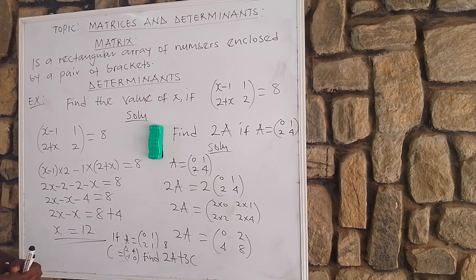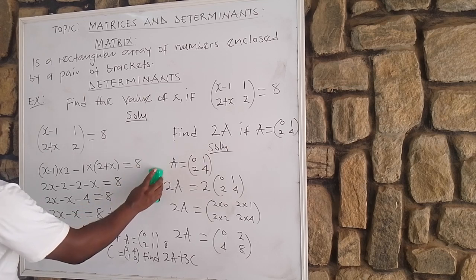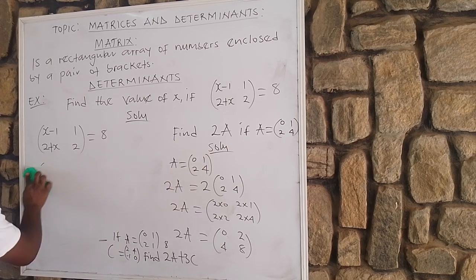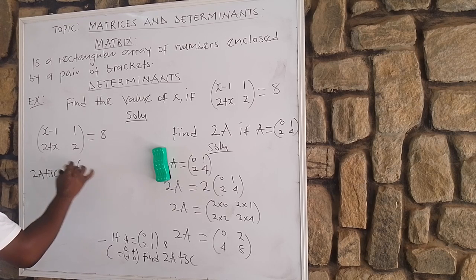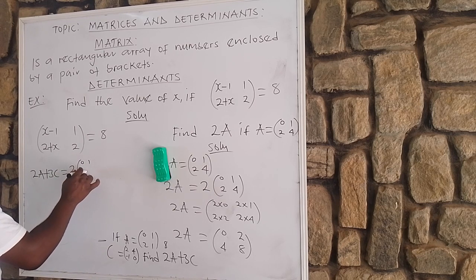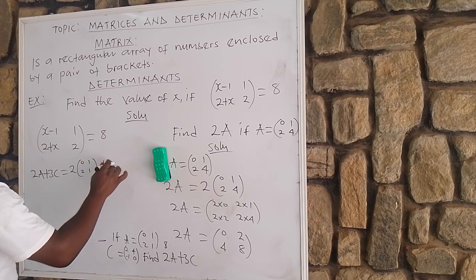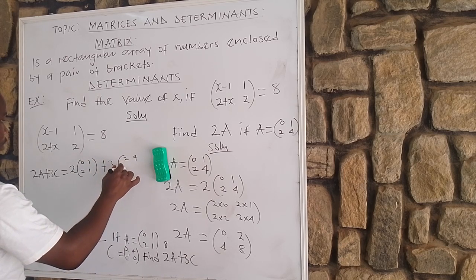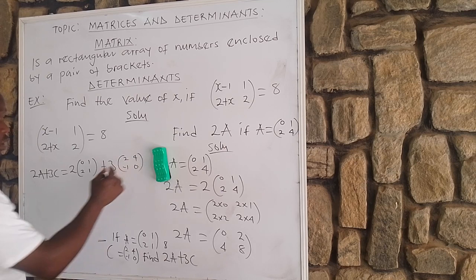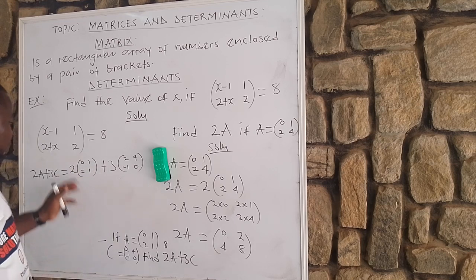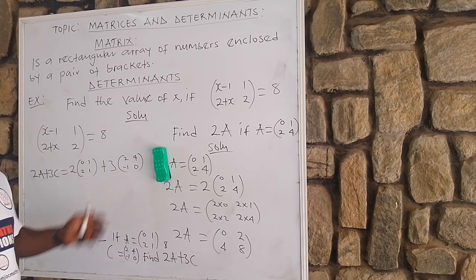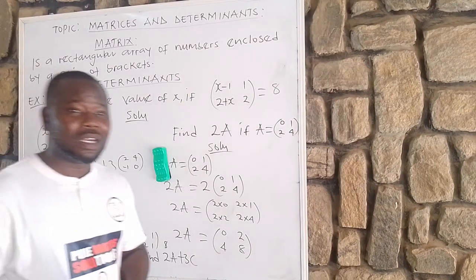Is that clear? Let me give you a hint. What you need to do is, 2a plus 3c is equals to 2 times the matrix 1, 0, 2, 1, plus 3 times the matrix 2, 4, minus 1, 0. This is how you are going to do it. I've solved it for you, just for you to multiply and add. You know how to add matrices. Add them, then you have your matrix.